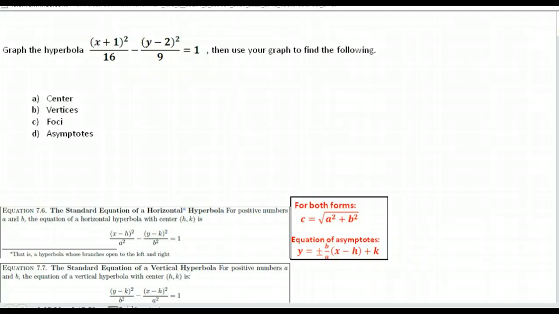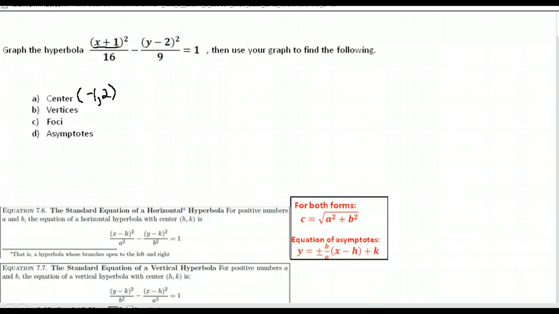All right, let's try another. Okay, so again, the things you want to identify before you start is your center. And again, be very careful. The x-coordinate of your center is the one that goes with x. It does come first this time, so -1 and +2 for our y.